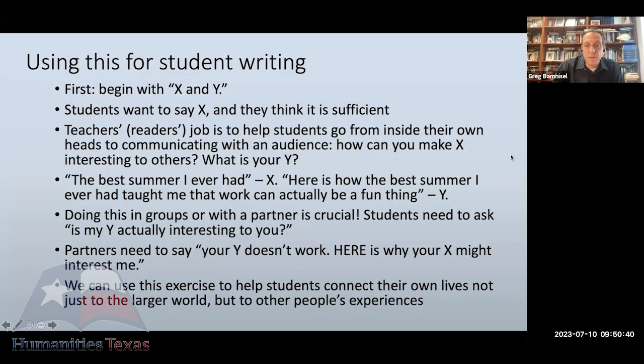So we can use this exercise to help students connect their own lives, not just to the larger world, but to other people's experiences.